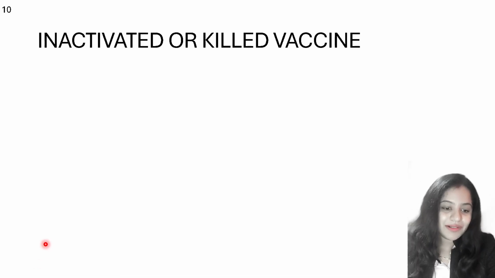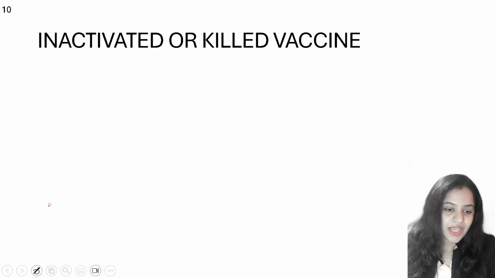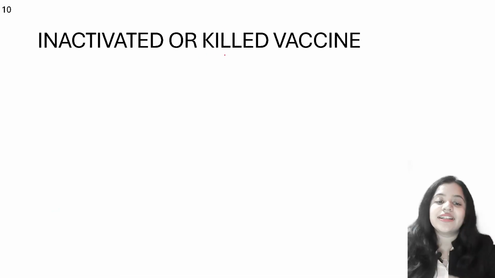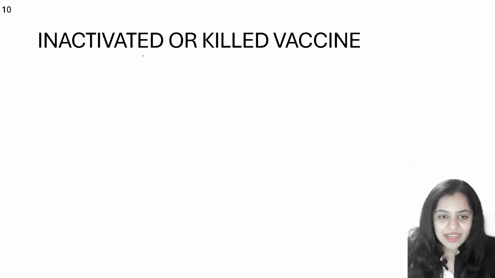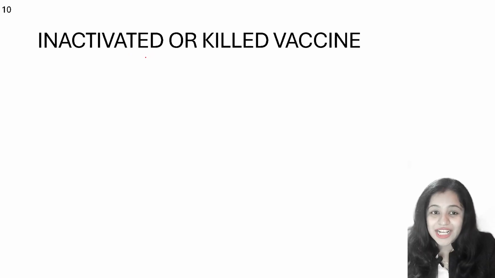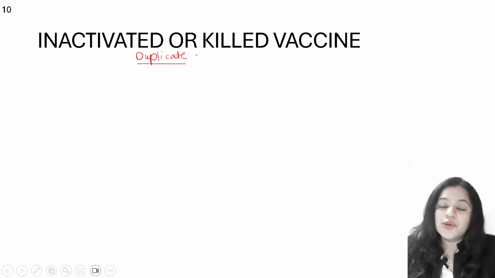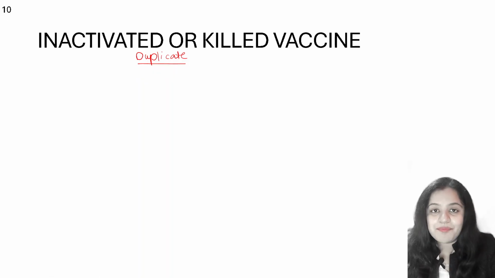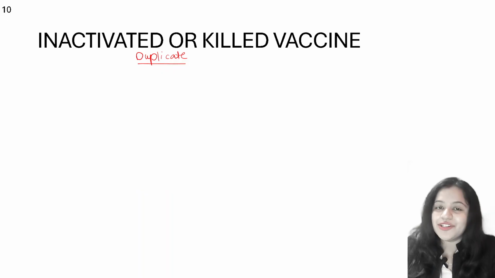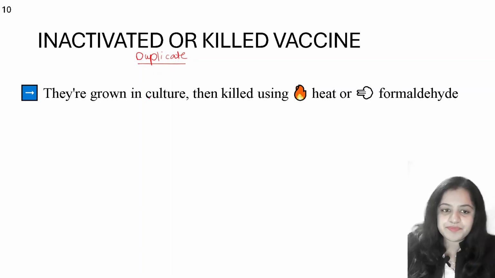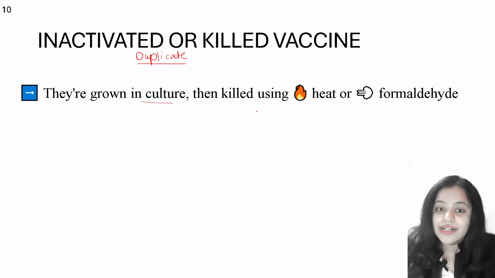Now let's talk about inactivated vaccine. Your inactivated or killed vaccine contains organisms which are inactivated or killed. It's like the actual villain is dead and you are using a duplicate. Seeing this duplicate, your immune system will still produce antibodies. Your immune system will still be trained. So how do you make this killed or inactivated vaccine? The organism is grown in culture, then killed using heat or formaldehyde.